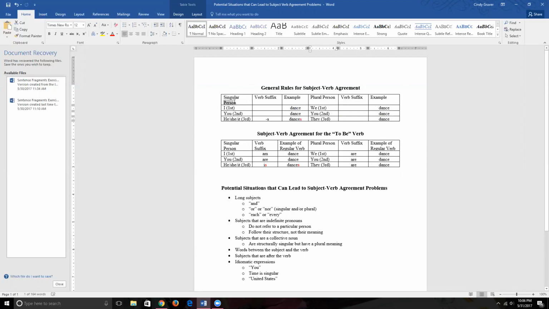Then we have this word person. In grammar, we use the word person differently than we use it in everyday spoken English, and differently than we use it in the law. So this is kind of a third definition of person. And you can see I've documented here we have 3 persons, or 3 formats here. First person, second person, and third person.